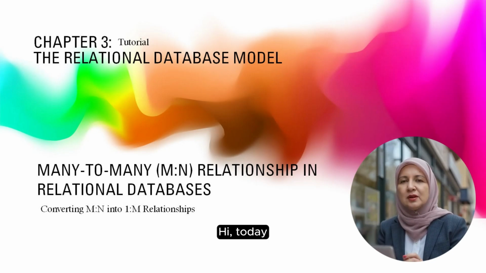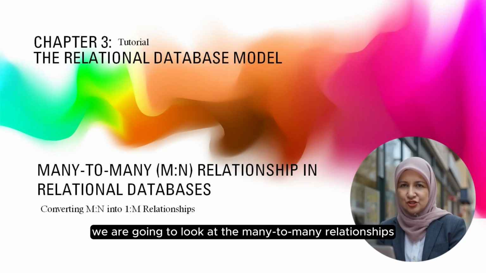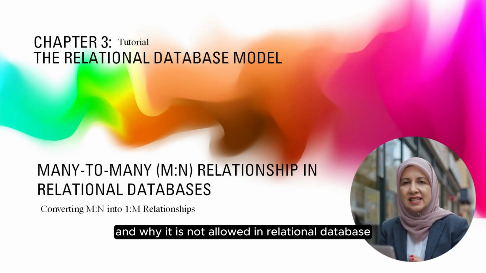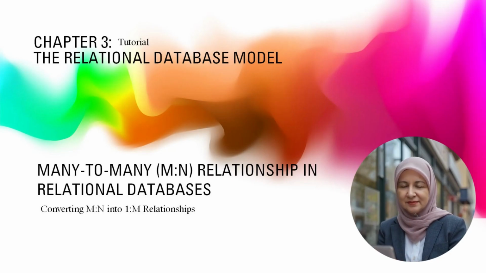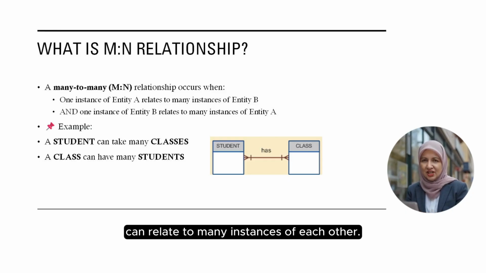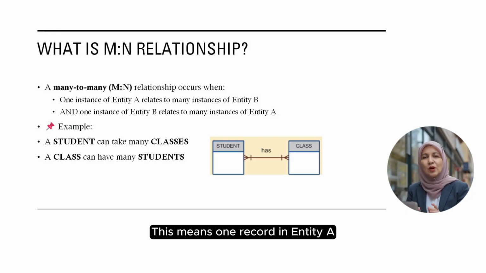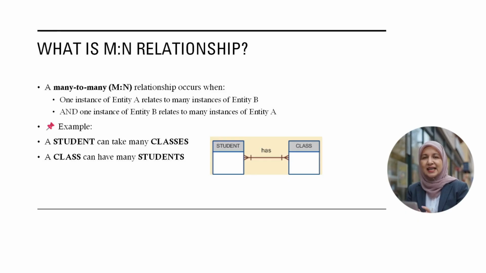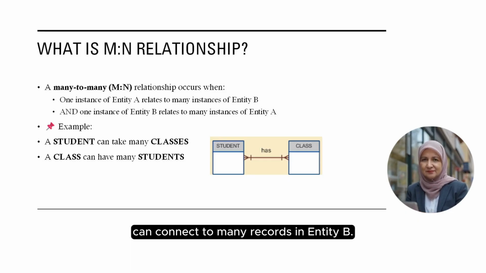Hi, today we are going to look at many-to-many relationships and why they are not allowed in a relational database. A many-to-many relationship happens when both entities can relate to many instances of each other. This means one record in entity A can connect to many records in entity B, and at the same time, one record in entity B can also connect to many records in entity A.